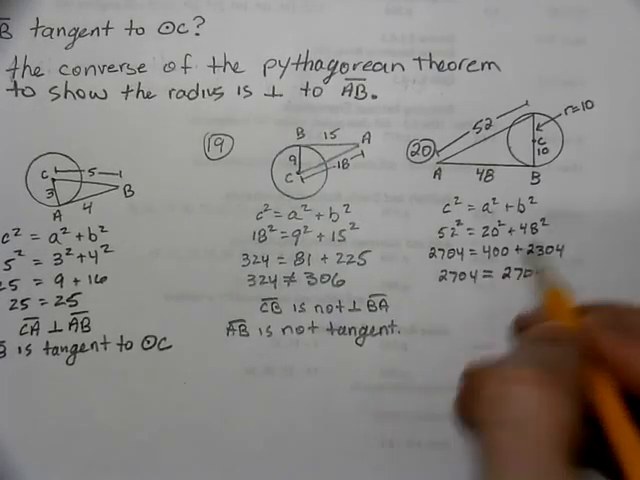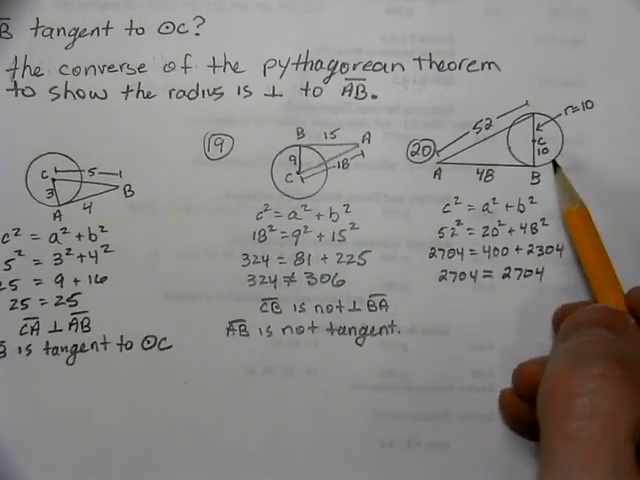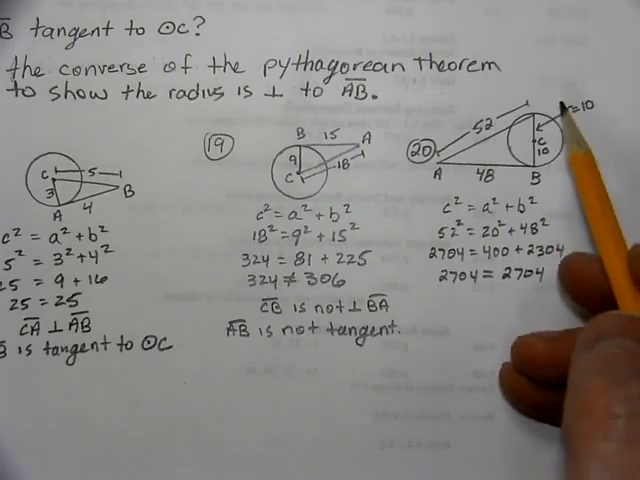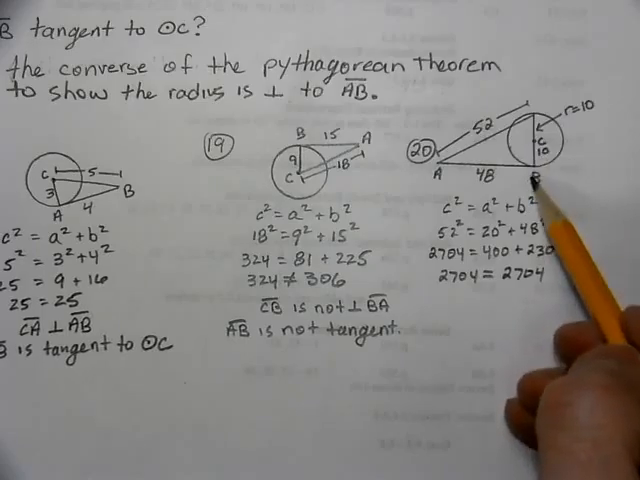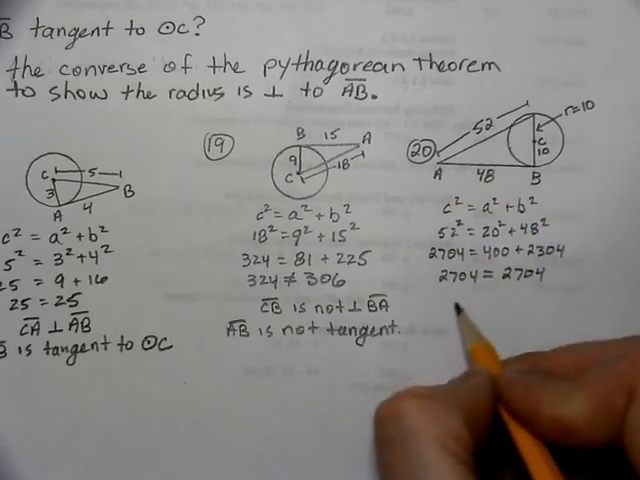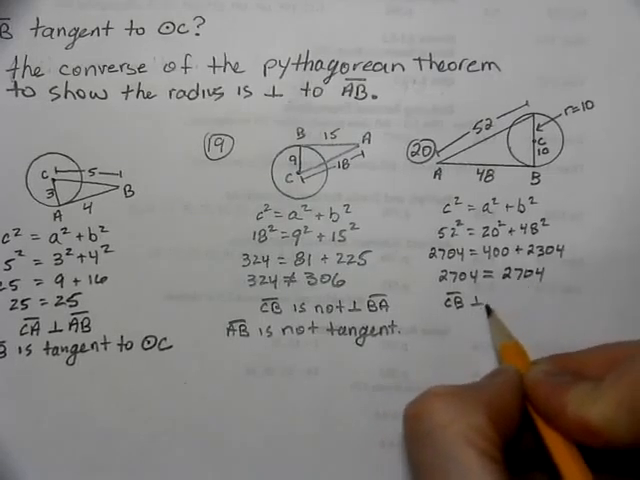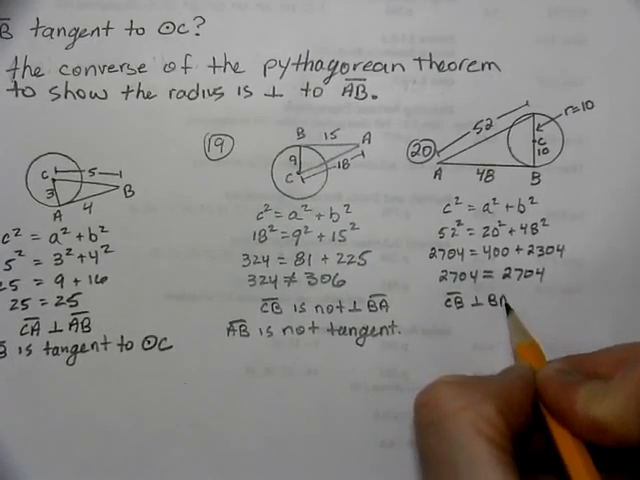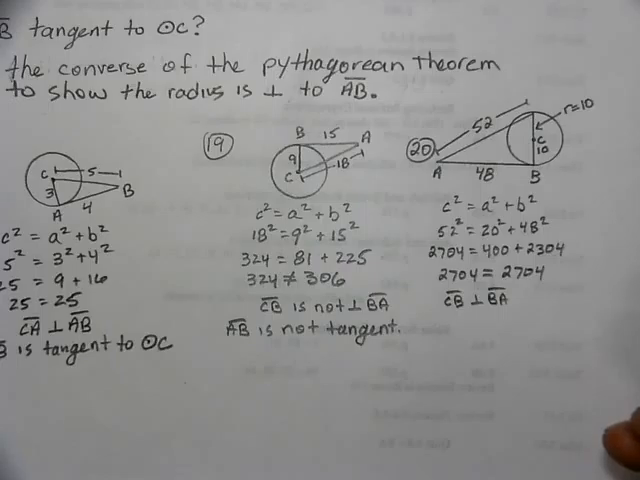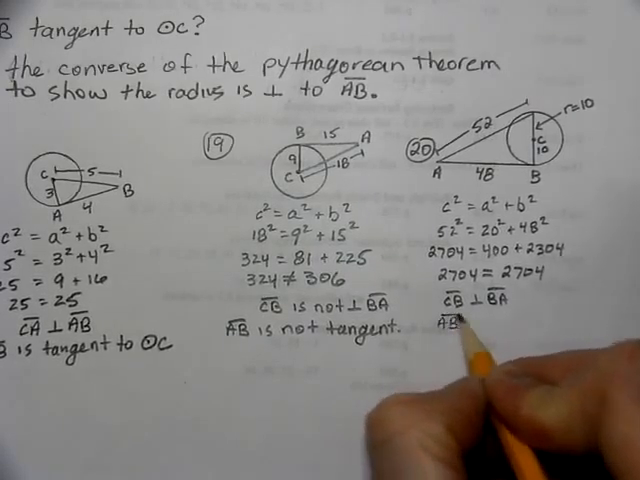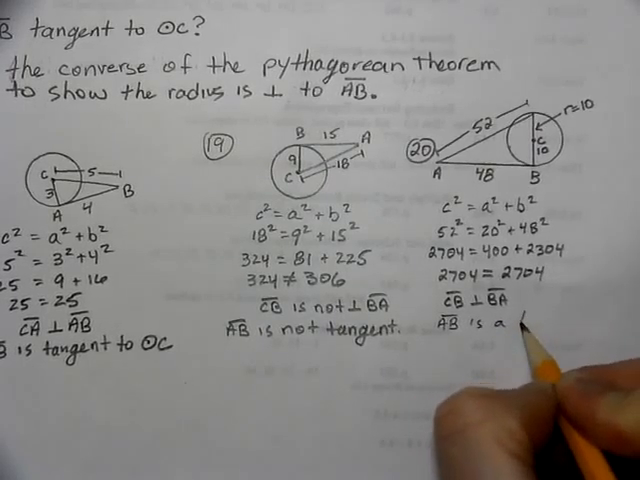So we're going to know that looking at our picture, they don't give a letter up there, but CB is perpendicular to AB. We'll call it BA. So AB is a tangent.